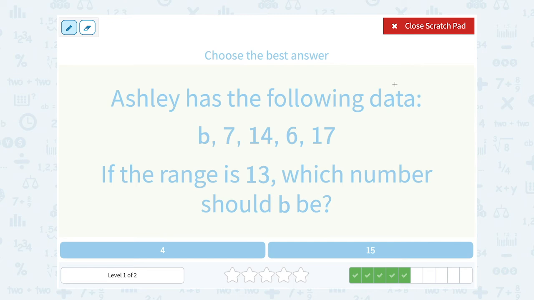Ashley has the following data: B, 7, 14, 6, and 17. If the range is 13, which number should be B? Okay, so if I look at my list, let's try both of these. If I sub 4 in for B, then my biggest number would be 17, and my smallest number would be 4. So if I say 17 minus 4, that works out and gives me 13.